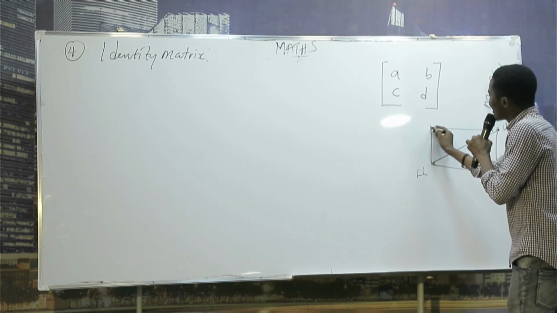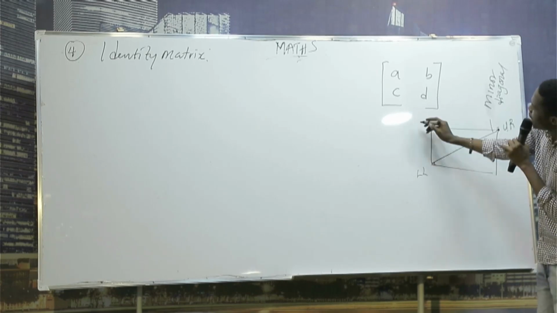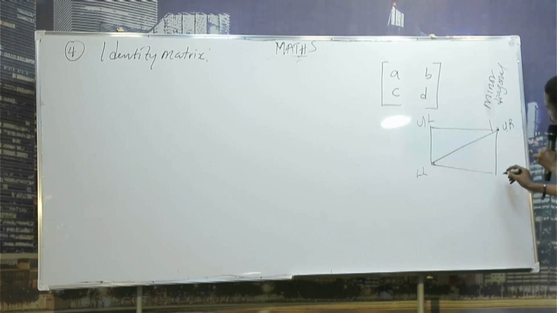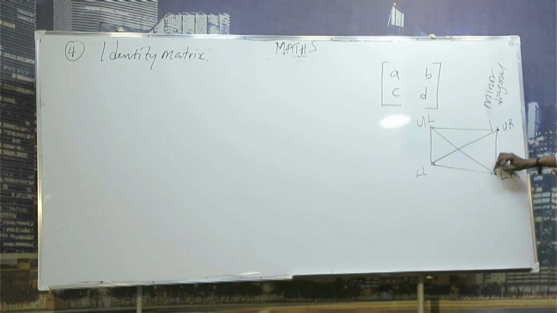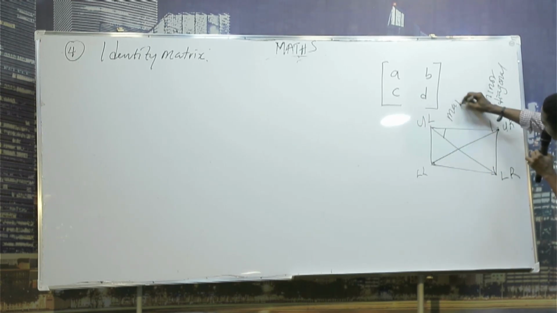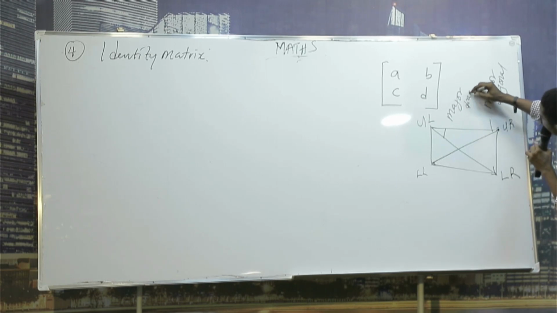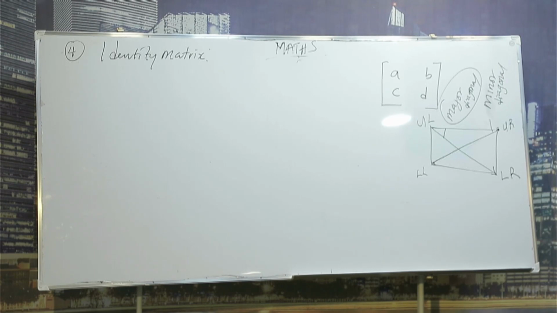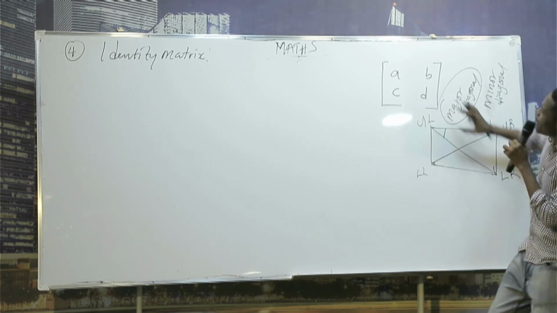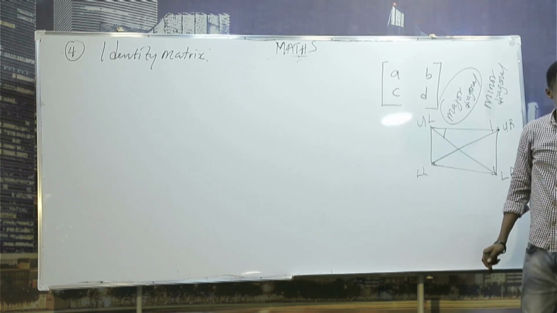Then the one I draw like this, what is this side, class? Upper left to lower right. So if I draw here, this is called the major diagonal. So whenever you draw a rectangle, that is what you must know. And the same thing is applicable to a square matrix.